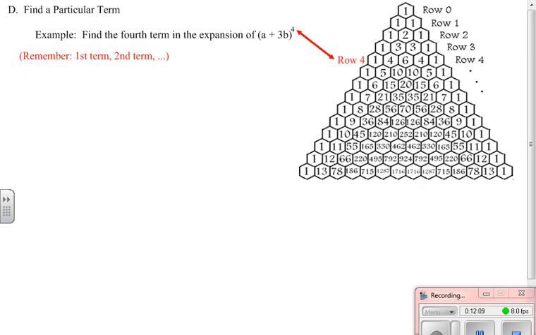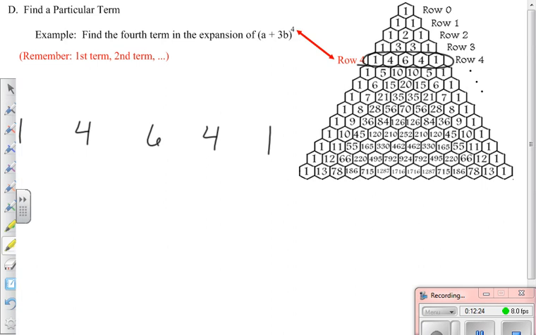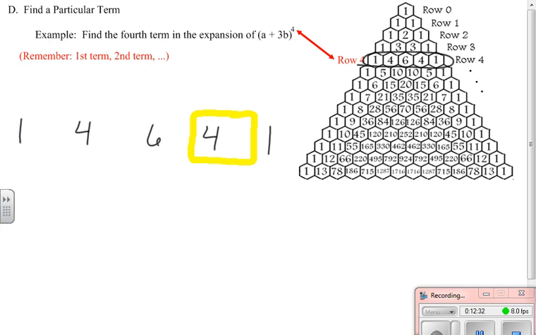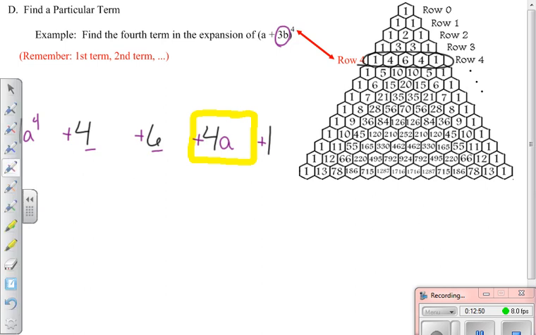Now, to find the fourth term, you still really need to work it out. I'm still dealing with row 4, so I have my 1, 4, 6, 4, 1. If I'm after the fourth term, 1, 2, 3, 4, I'm after this term right here. So I really don't have to expand everything out, but I do have to do enough that I get the right terms. Again, be careful, single term, I have plus, so everything was plus. So this would be a to the fourth, a cubed, a squared, a. So I can shortcut that way a little bit if I'm comfortable.